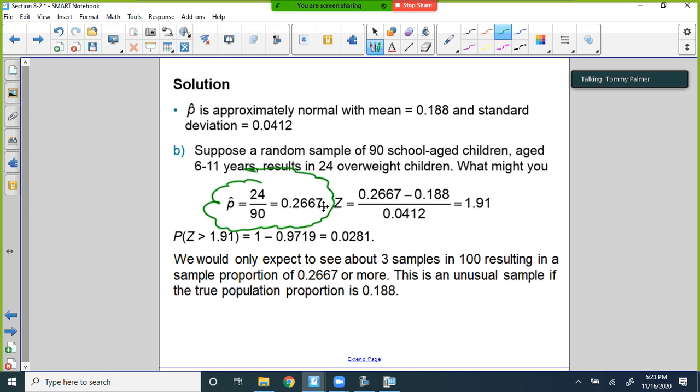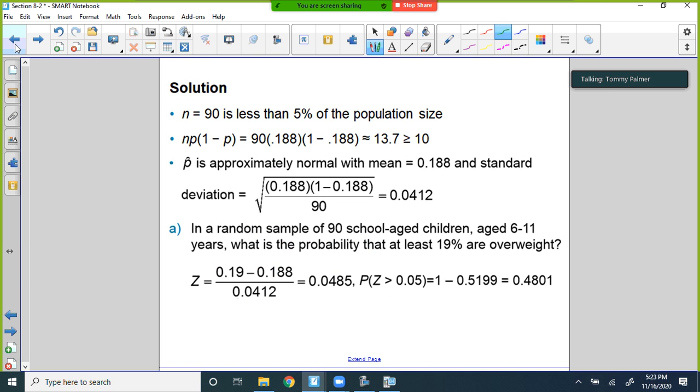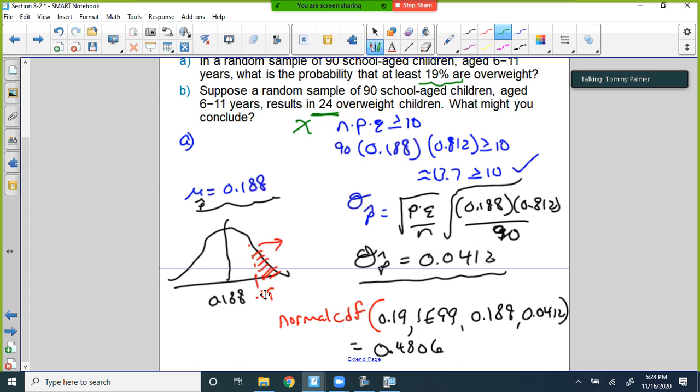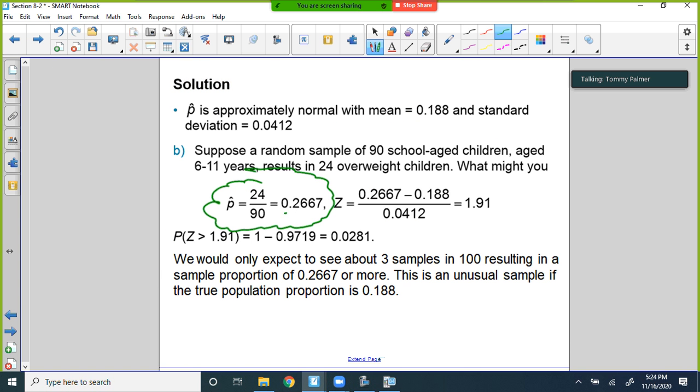That 0.2667 happens to be on that curve, the curve that we just showed right here, with a mean of 0.188. It's over on this side. It's going to be above the mean. So we got a p-hat. So we could still do exactly what we've done before, because we're looking at results in 24 overweight children, right?